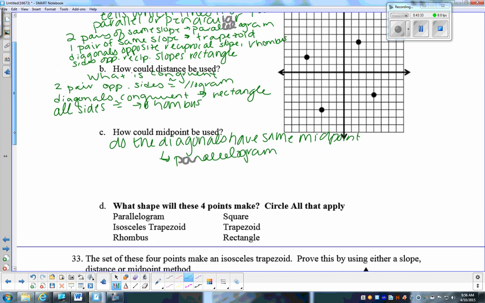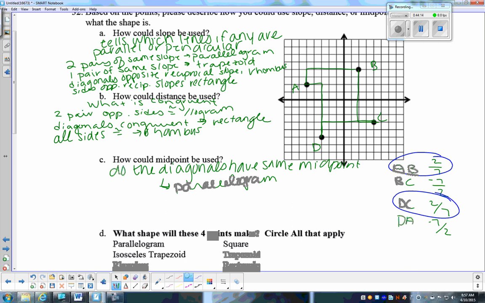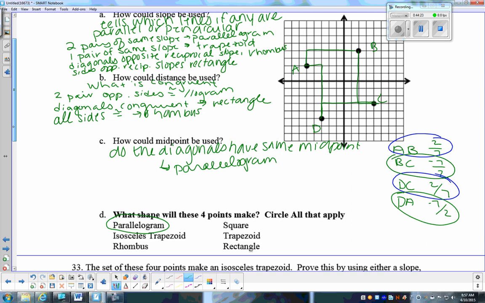So let's look at the slope. I label these points A, B, C, and D. And AB has a slope of 2/7. BC has a slope of -7/2. DC is 2/7. AD is 7/-2. So as we see here, we have two pairs of the same slopes. So we know we at least have a parallelogram. Since our slopes are opposite reciprocals of each other, we know we have a rectangle.